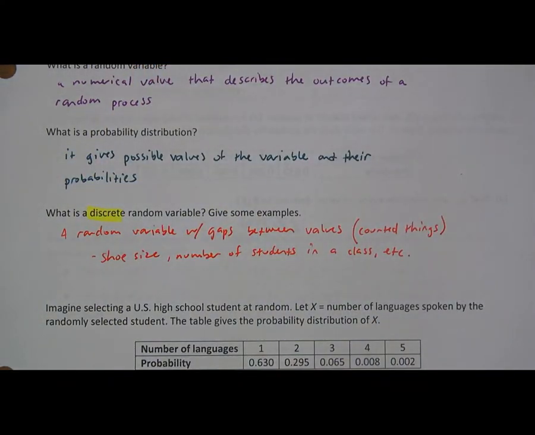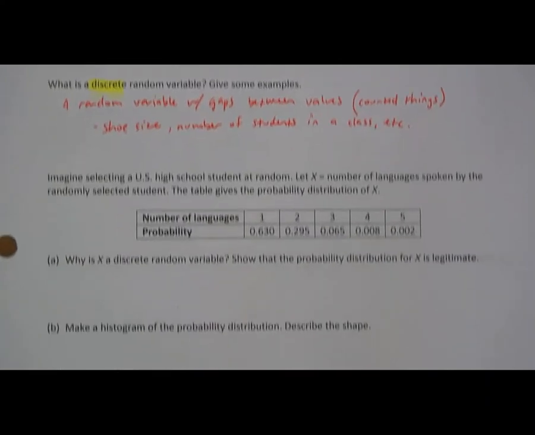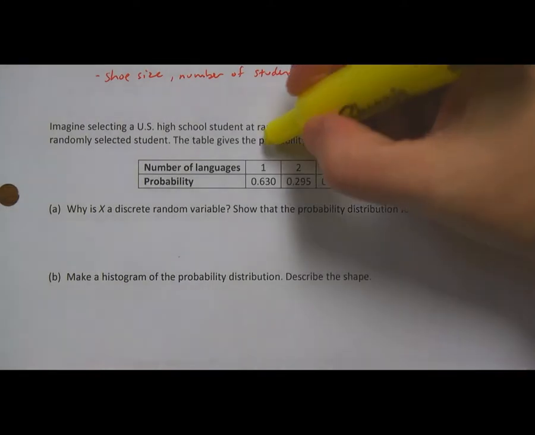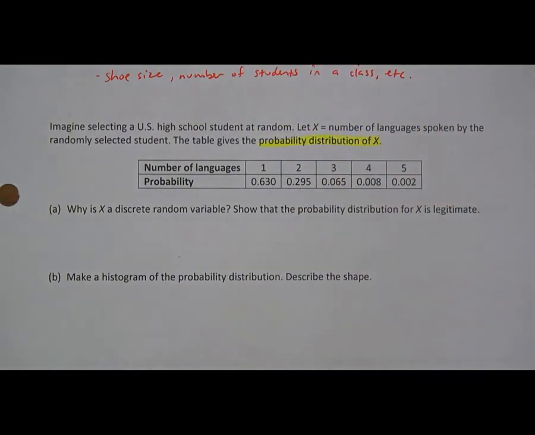We're going to look at a discrete random variable now, a probability distribution, and learn how to read these. I think you'll find this is pretty straightforward. Imagine selecting a U.S. high school student at random. Let X be the number of languages spoken by the randomly selected student. The table gives the probability distribution of X. So that's what a probability distribution looks like.